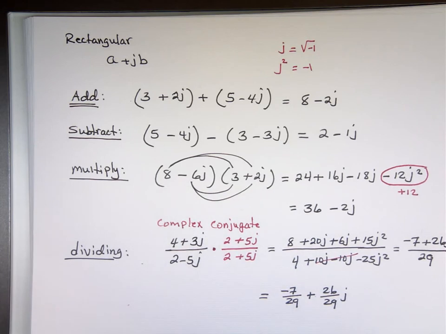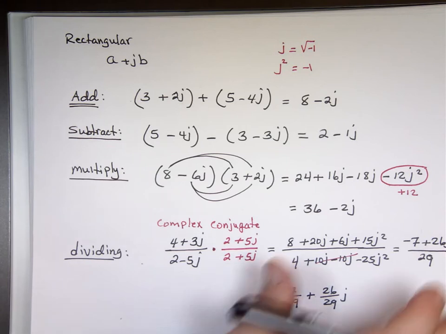So a lot of times when we have multiplication and division, we switch them to polar and we do them in polar. But you got to turn the numbers to polar. Now again, let's look at polar.